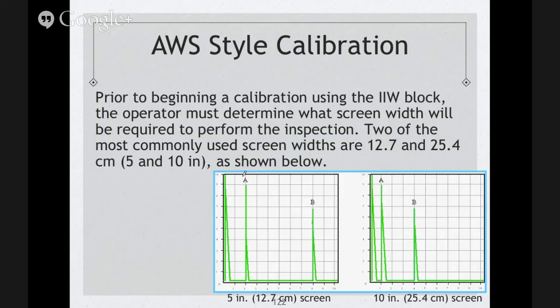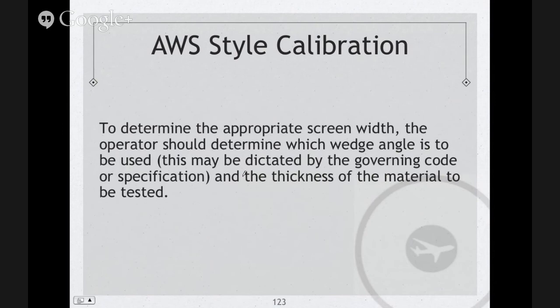So to determine the appropriate screen width, something I was going to say, a lot of your codes will give you what range to use, okay? To determine the appropriate screen width, the operator should determine which wedge angle is to be used. This may be dictated by the governing code or the specification, and what thickness of the material is to be used, right? So that will tell you a lot of times what range you're going to use.